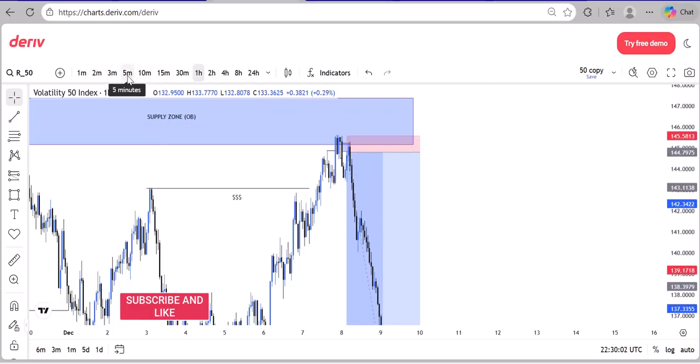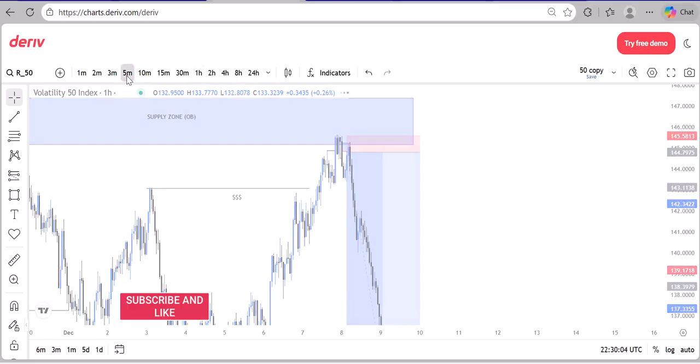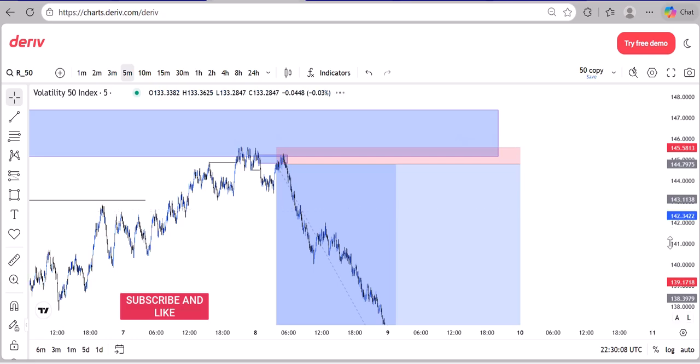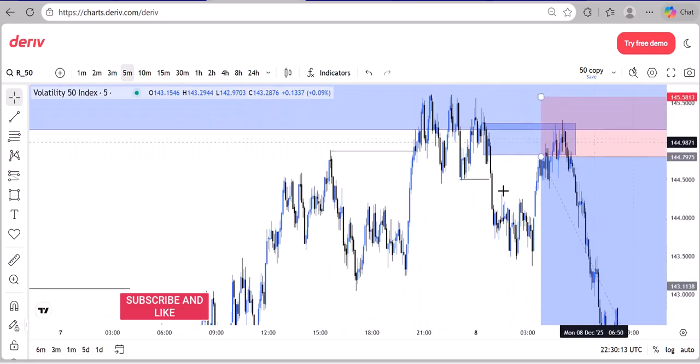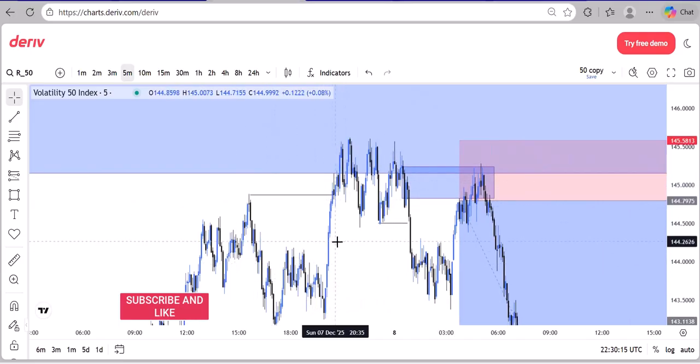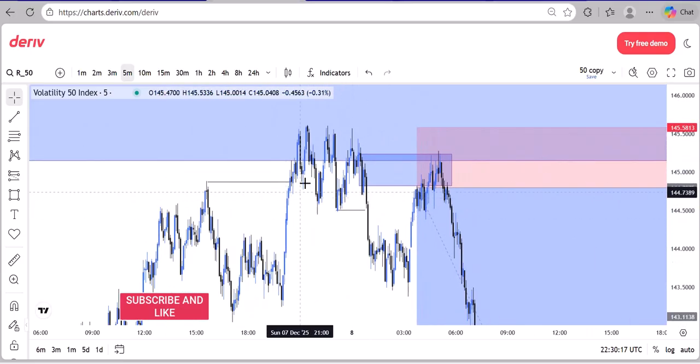So we go to our 5 minutes time frame, because that's actually where we took our entry. On our 5 minute time frame, this is what we saw. We saw that price tapped into our zone. Of course, before it tapped into our zone, it took out this high again, creating a form of liquidity. So price took out this high and tapped into our zone.